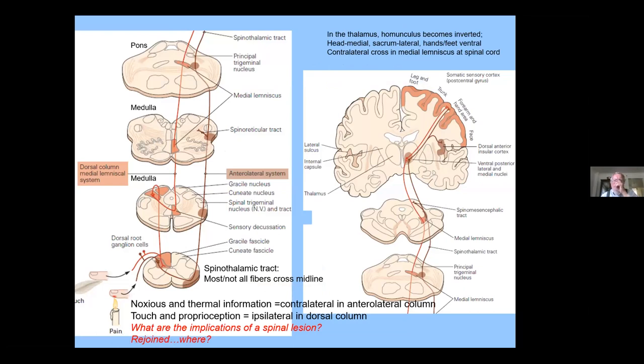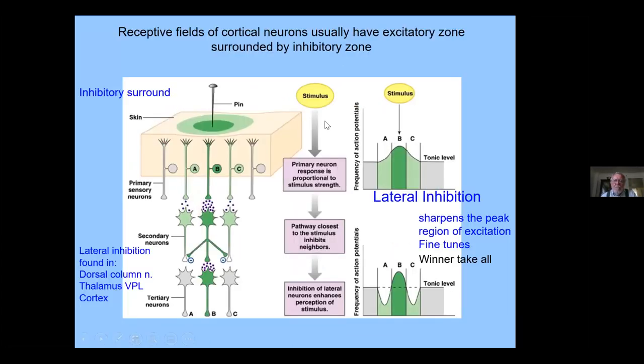Okay, so now the point of the matter is in the thalamus, this homunculus becomes inverted. And this is where you start to see all of these changes in terms of the representation. Okay, and again, what you basically have is this interesting aspect of the receptive fields of cortical neurons. So what we saw in the nucleus gracilis and the nucleus cuneatus gets exacerbated even further and refined in the cortical neurons, because what you have is what you call center surround inhibition. So there's an inhibitory surround and a center.